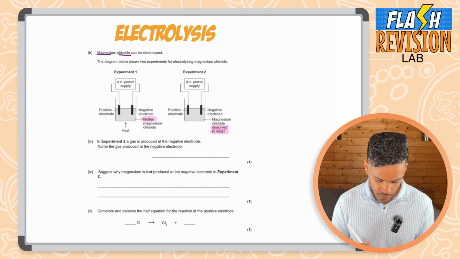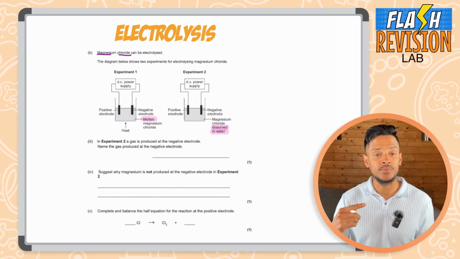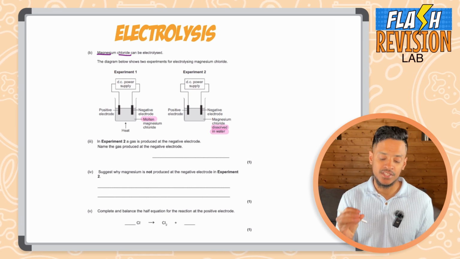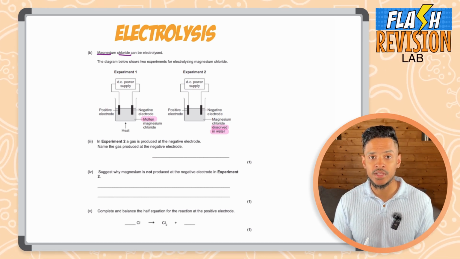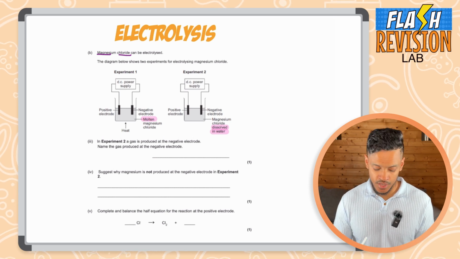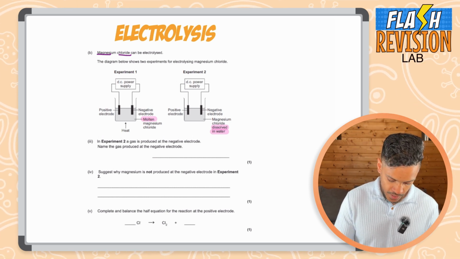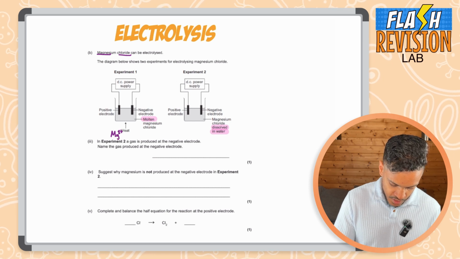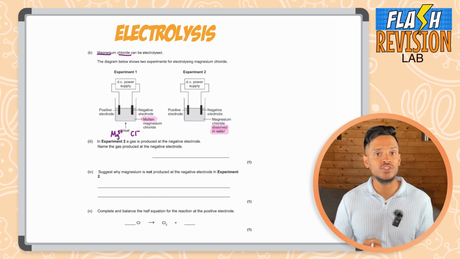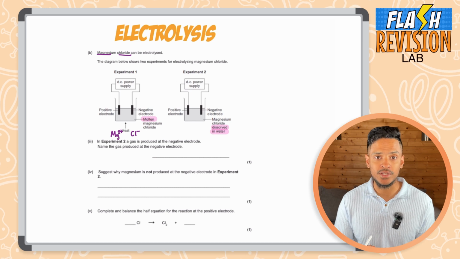So for the first one, because it's molten magnesium chloride, it's basically magnesium chloride salt that has been heated and melted to a liquid. So inside that electrolyte, all you have are two ions. You have magnesium ions, Mg2+, and chloride ions. Those are the only two ions floating around in that liquid.